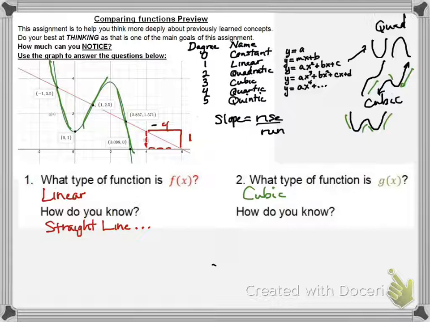It could be cut off on the edges. But if this is showing the main part of the graph, I would say that this is cubic. And I know that because of the fact that it goes in 3 directions like that. What else do I know about it? We're assuming that they would show us the main part of the graph.